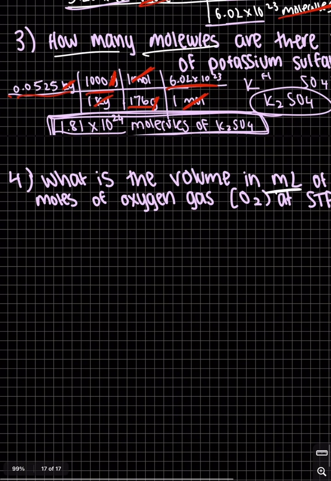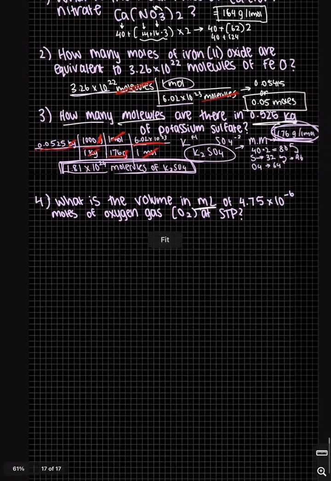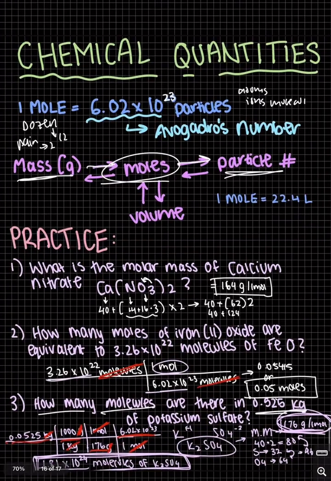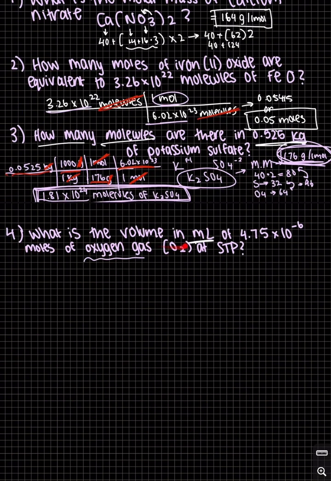Next topic. The last topic I really want to go over quickly with you guys is the concept of volume. Just like how Avogadro's number says that 1 mole is 6.02 times 10 to the 23rd particles, that's the same concept for how 1 mole of any gas is 22.4 liters. So let's do a question for volume. Question number 4 is saying, what is the volume in milliliters of 4.75 times 10 to the negative 6th moles of oxygen gas, or O2? A little rule of thumb, anytime it says gas, it means a diatomic molecule, meaning O2, or Cl2 is chlorine gas, Br2 is bromine gas, I2 is iodine gas, etc.